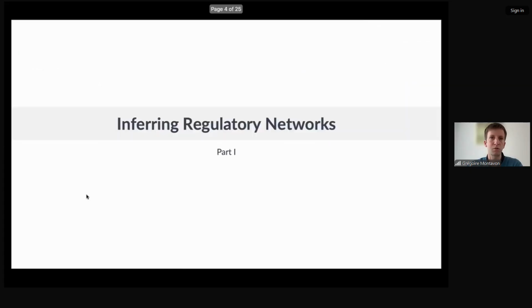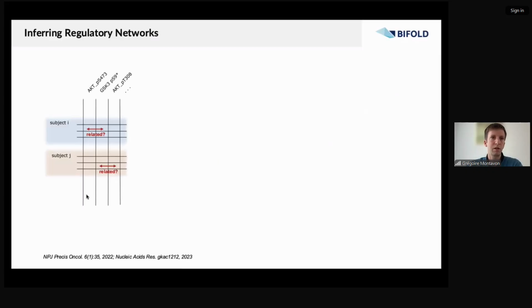So I will start with the first one, where the focus of our investigation was to try to build or to infer a regulatory network from omics data. And the data we were dealing with is essentially protein concentration data in different subjects. And what we wanted to ask is whether different protein concentrations are related, and that might, for example, suggest some regulatory mechanisms between those proteins.